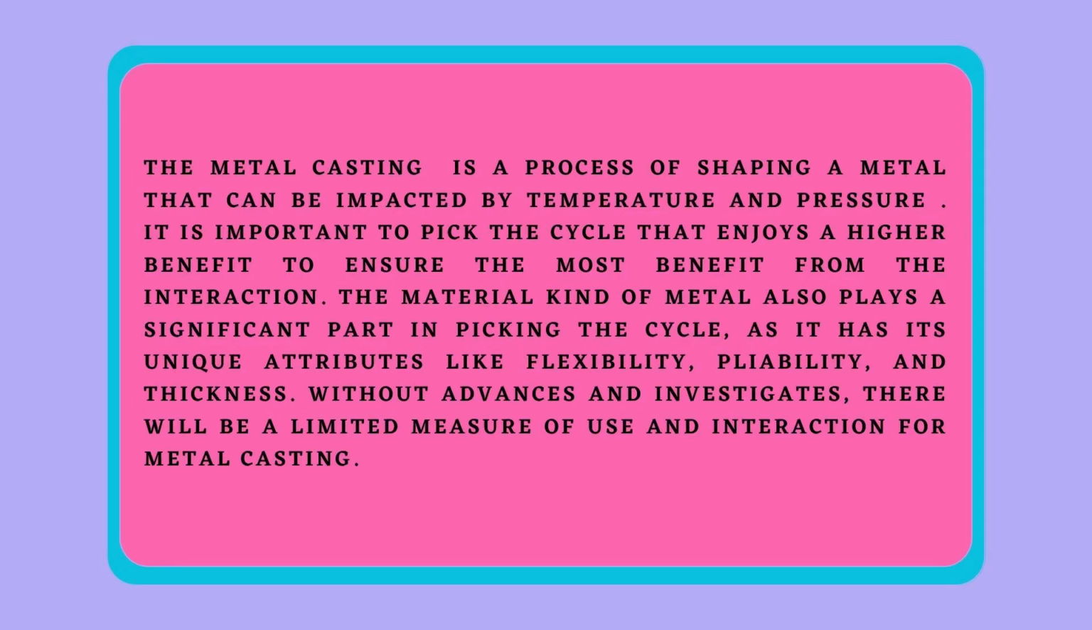For conclusion, metal casting is a process of shaping a metal that can be impacted by temperature and pressure. It is important to pick the cycle that enjoys a higher benefit to ensure the most benefit from the interaction. The kind of metal also plays a significant part in picking the cycle, as it has its unique attributes like flexibility, pliability, and thickness. Without advances and investigations, there will be a limited measure of use and interaction for metal casting.